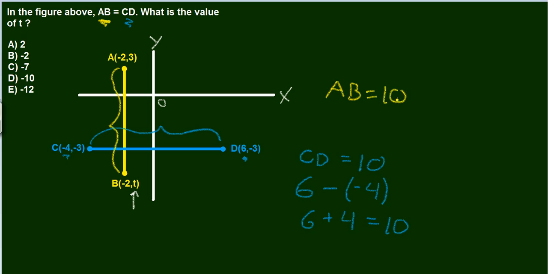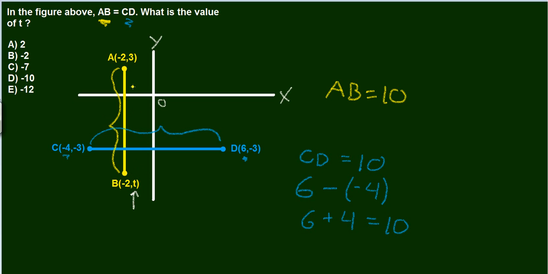That makes sense, yeah? So now we know AB is 10, so how's that going to help us get t? Well, this AB is a completely vertical line. We start at -2 and we go to -2, so the x-coordinate doesn't change at all. That means the change in the y values has to be equal to 10, because if there was no change in the y values, then this line wouldn't have any length.